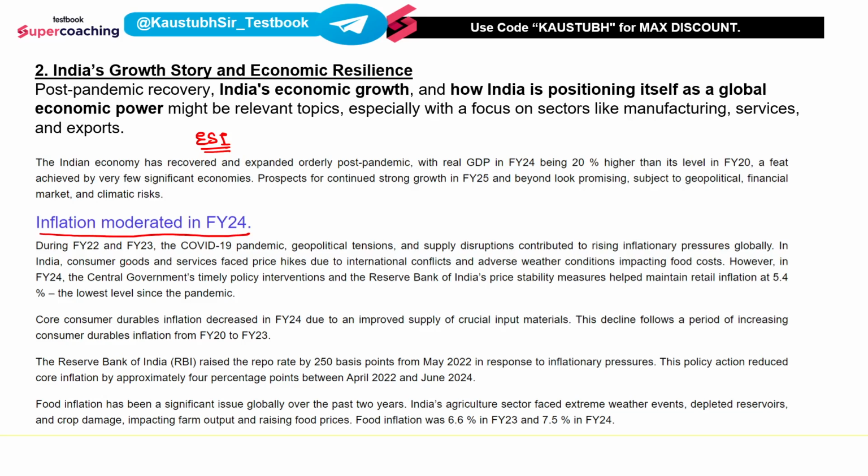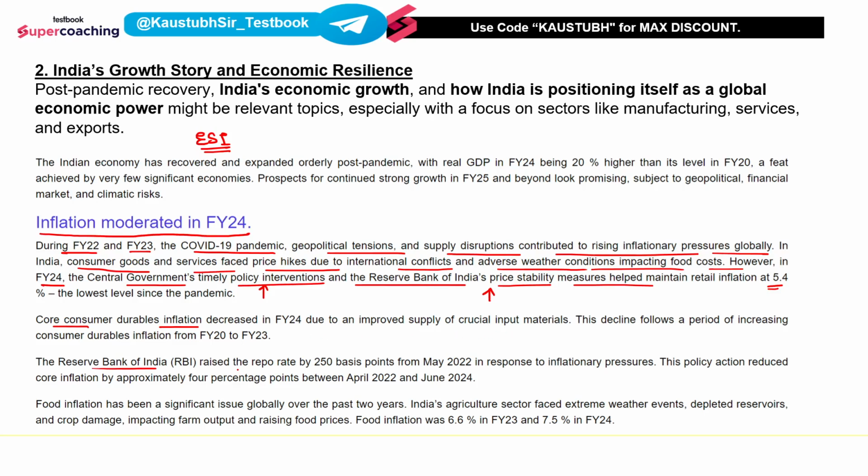Inflation moderated in 2024. During the financial year 2022 and 23, COVID pandemic, geopolitical tensions, supply disruptions contributed to rising inflationary pressures, and consumer goods and services faced price hike due to international conflicts and adverse weather conditions impacting food costs. However, in 2024, central government's timely policy interventions and the RBI's price stability measures have maintained retail inflation. See, यहाँ पर आप RBI के प्राइस स्टेबिलिटी मेजर्स के बारे में बात कर सकते हैं, एंड सेंट्रल गवर्नमेंट के कुछ टाइमली पॉलिसी इंटरवेंशंस के बारे में बात कर सकते हैं, which helped in maintaining the retail inflation at 5%, right? Core consumer durables inflation, उसके बारे में बात कर सकते हैं.